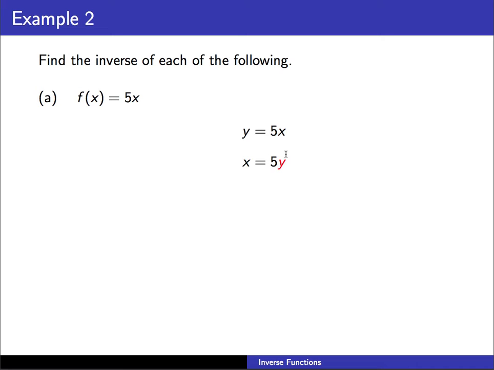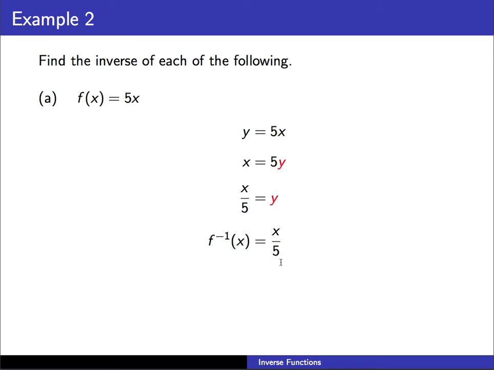Our third step is to solve our equation now for y, or in this case, red y. We're going to solve this equation for y, and then we'll rewrite our answer using inverse function notation. So to solve for y, we're just going to use the inverse operation of multiplication, because we have 5 times y, and the inverse of multiplying by 5 is dividing by 5. So divide both sides by 5, and we get y equals x over 5. And so using inverse notation, f inverse of x equals x over 5.